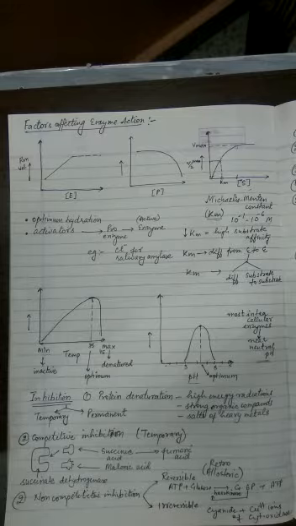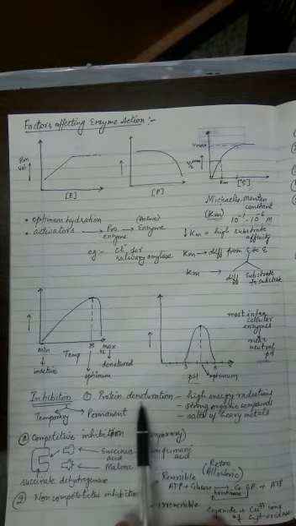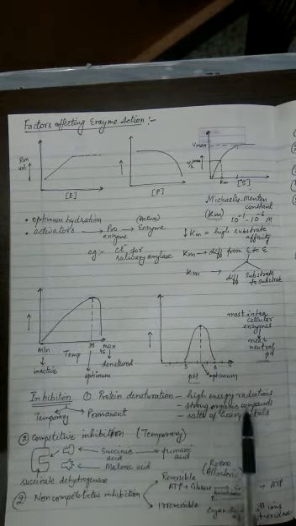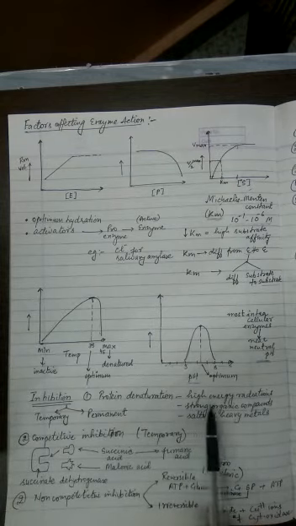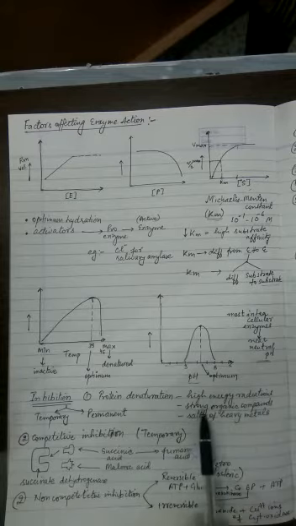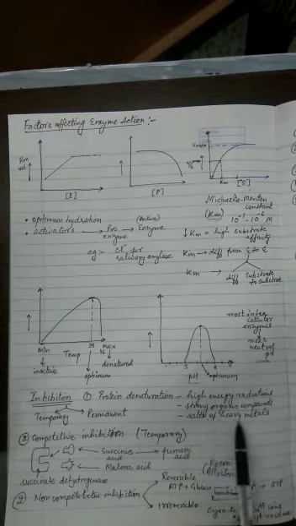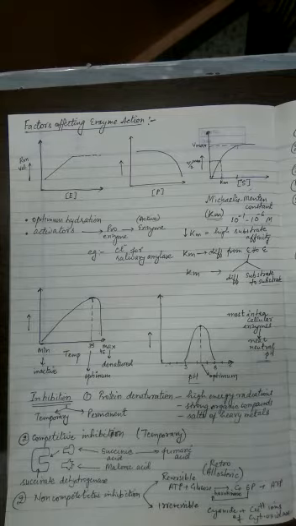Now the next important topic is inhibition. So how does inhibition of enzyme activity take place? First, if the protein is denatured, the enzyme will not function. How can proteins undergo denaturation? High energy radiation, strong organic compounds, salts of heavy metals, these things can cause denaturation or the bonds to be broken. Now inhibition of enzymes can be temporary or it can be permanent also.